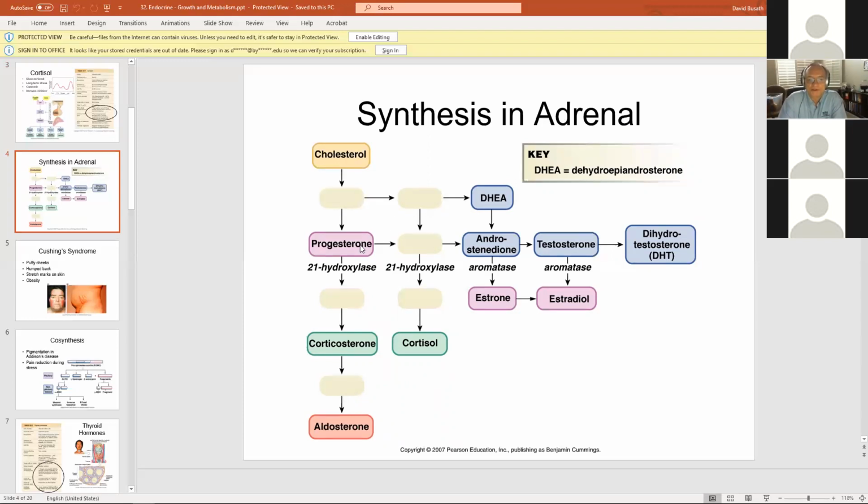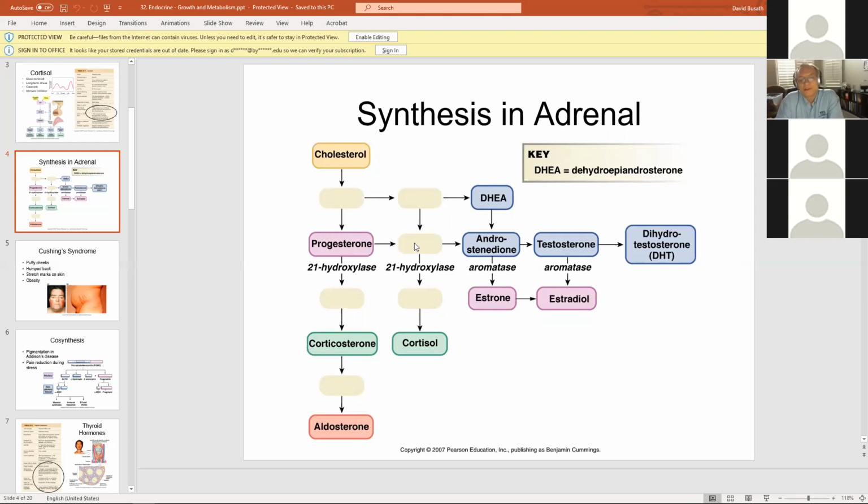sometimes ring changes. So that from cholesterol we can make progesterone, which through 21-hydroxylase gets converted eventually to corticosterone. Corticosterone is a glucocorticoid like cortisol, and there are others too, that can come out of the zona fasciculata of the adrenal gland. Corticosterone is converted. There's more enzymes in the zona glomerulosa of the adrenal gland that are used to convert corticosterone into aldosterone.